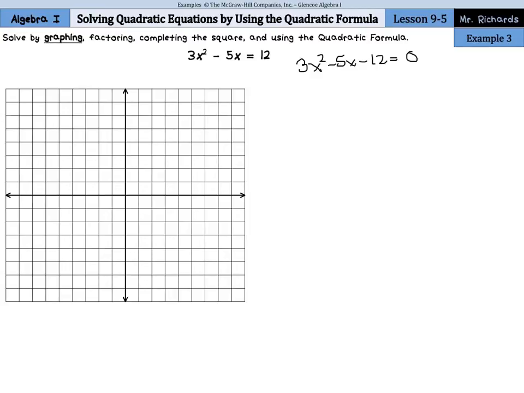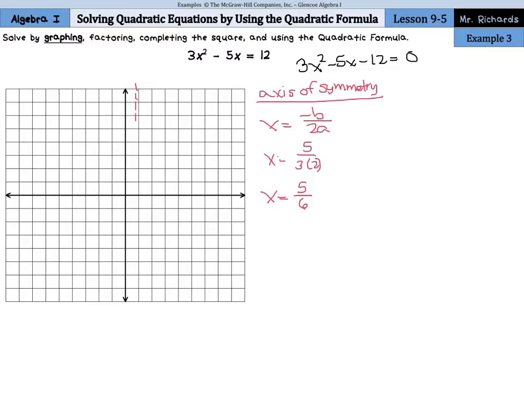And we'll first look for now our axis of symmetry. So x is going to equal negative b over 2a. So x is going to equal 5 over 3 times 2. So x equals 5/6. So we can draw our axis of symmetry in here for 5/6.